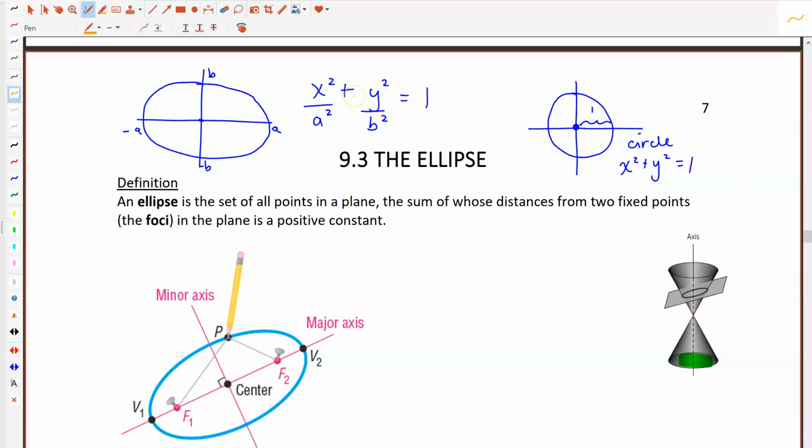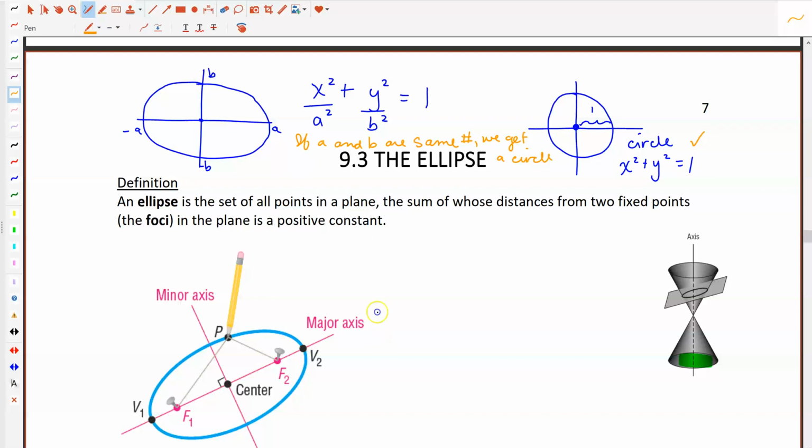So we can see that if a and b are the same value, the same number, then we will just have a circle. If I go out side to side the same distance that I go out up and down, I just get my special case of a circle. So when we're looking at ellipses, generally A and B will be different numbers.